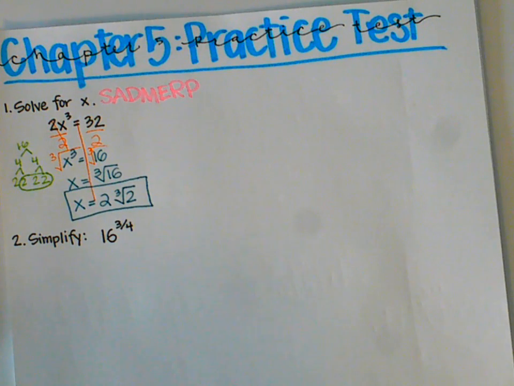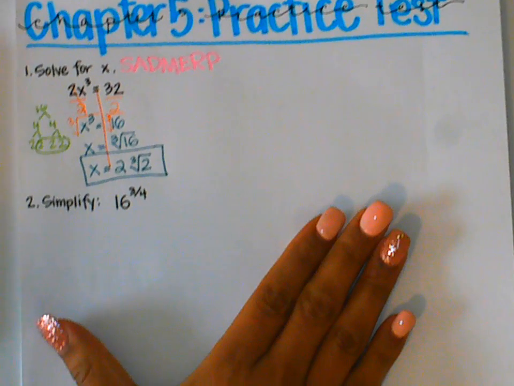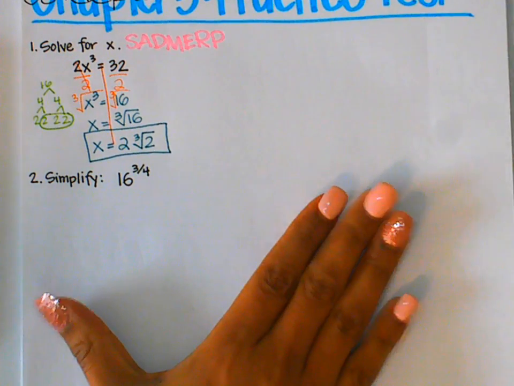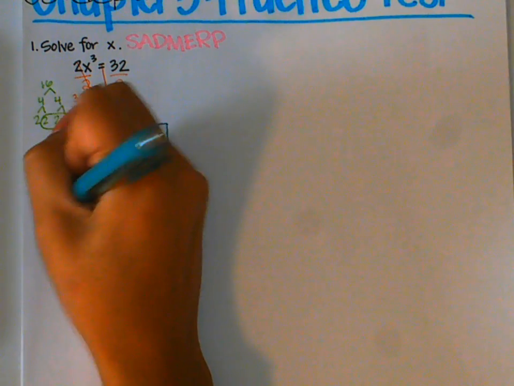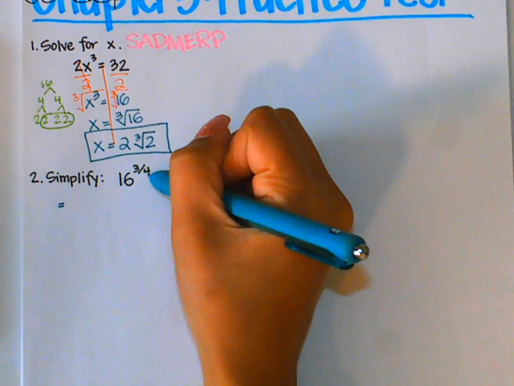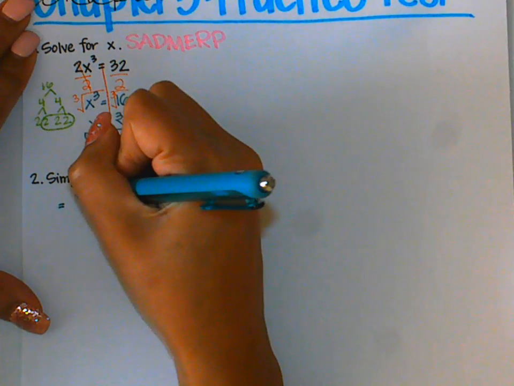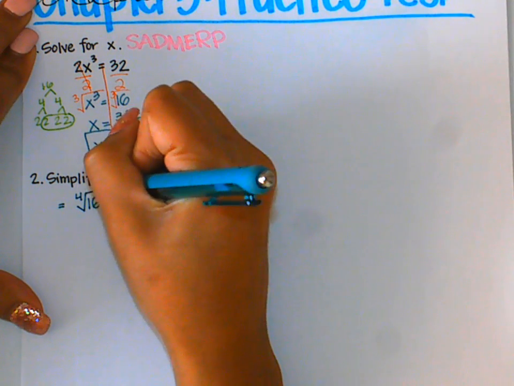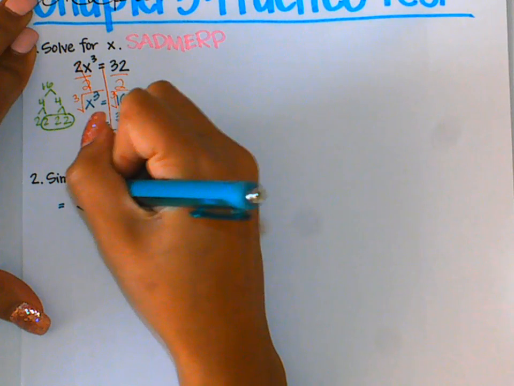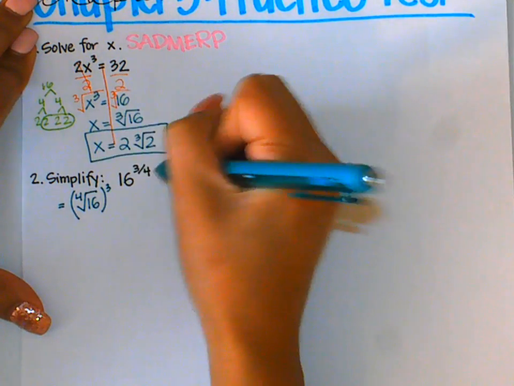Here is our number 2. We want to simplify 16 to the power of 3 over 4. So the first thing you want to do here is you want to use your exponent rules to rewrite the problem. Remember that our denominator becomes our root. So here we have the 4th root of 16. And then our numerator becomes our exponent.